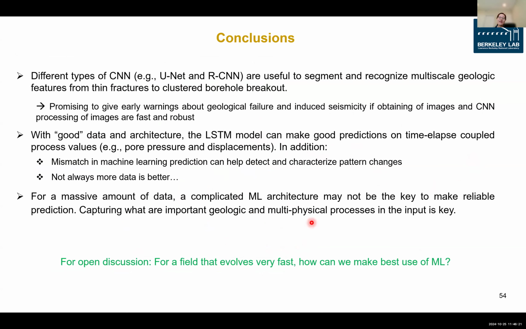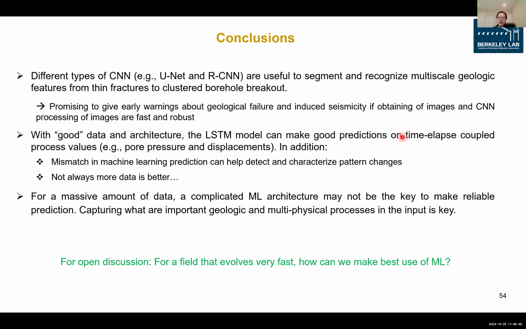So to conclude this talk, we use different types of CNN to segment and recognize multi-scale geological features from thin fractures to cluster borehole breakouts. We like to think of that as a possible promising approach to give early warnings about geological failure and induced seismicity if obtaining of images and CNN processing of images are fast and robust enough.